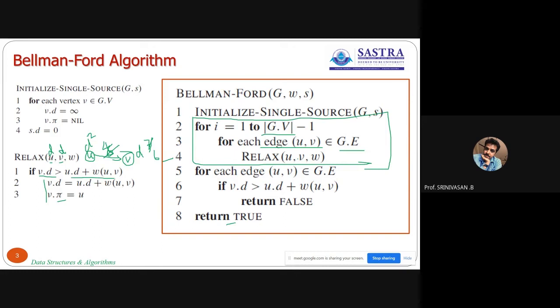So in that case, we have to verify. The last iteration, the nth iteration, is a separate for loop. Here that for loop is just checking, after relaxing n minus one times, is there any edge present without relaxing it. The condition for a relaxed edge is that the distance should be greater than the shortest distance, which means it is a relaxed edge.